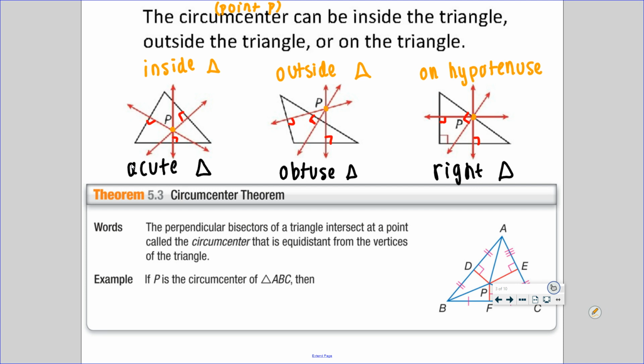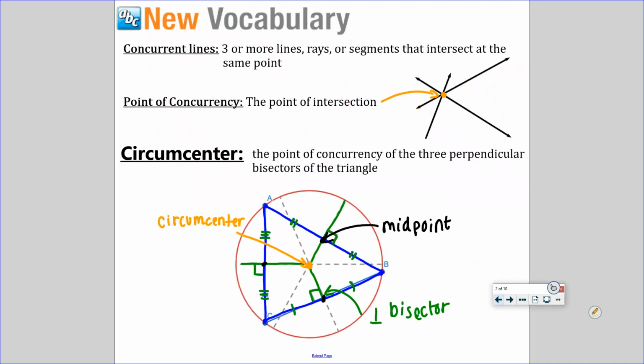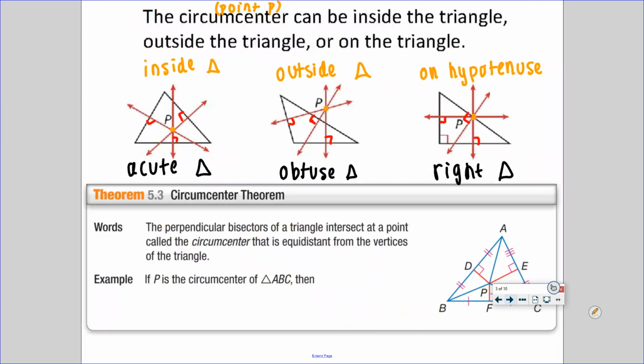Okay, now here's where the circle piece of this picture is going to come into play to help us with this theorem. So now that we know what a circumcenter is, here is the circumcenter theorem. The perpendicular bisectors of a triangle intersect at a point called the circumcenter, as we just talked about. It's equidistant, which means the same distance, from the vertices of the triangle.